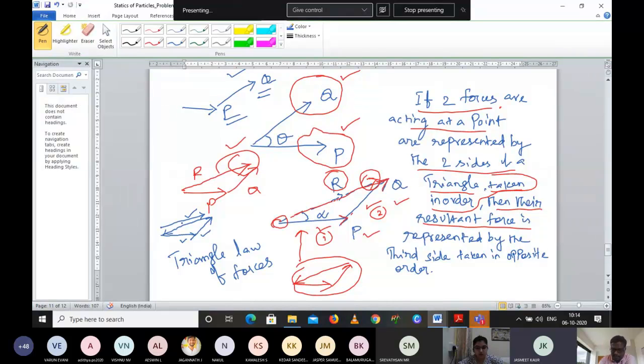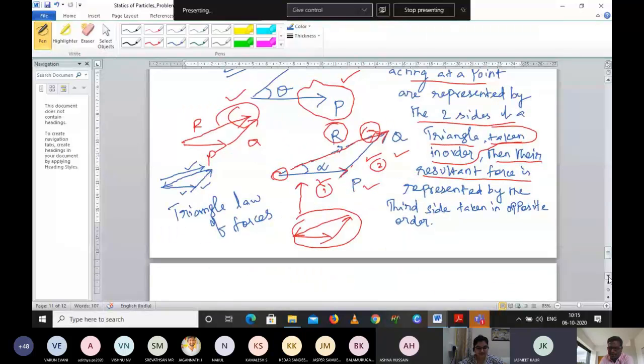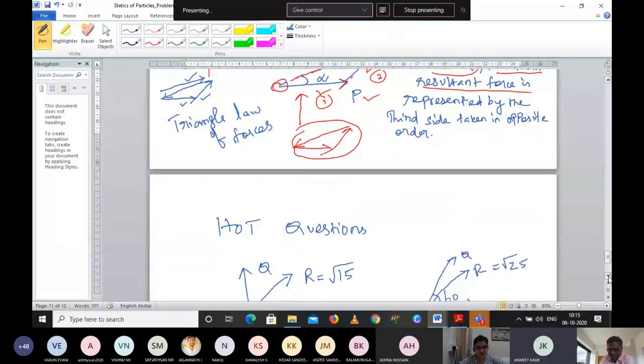Okay, guys, tell me. How did you take the Q to the other side in the second diagram? It's the parallelogram law. You made it the other side. Fine. Just now our friend also explained very well.